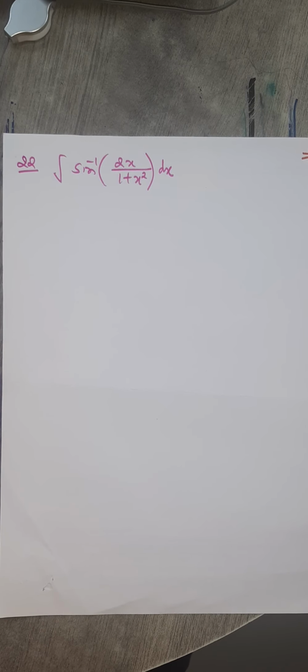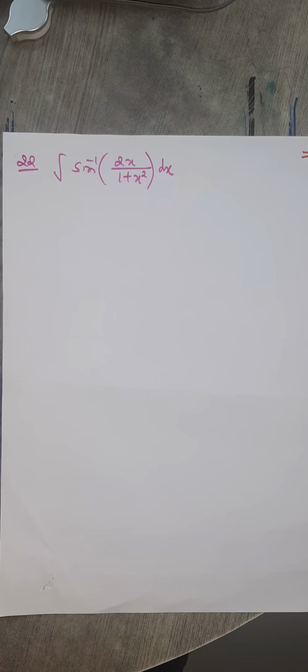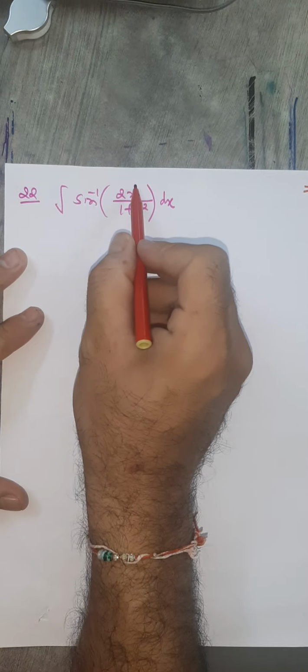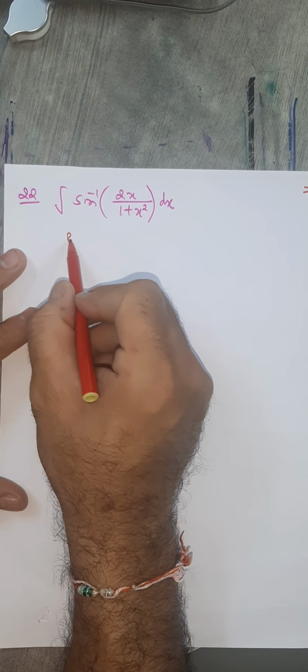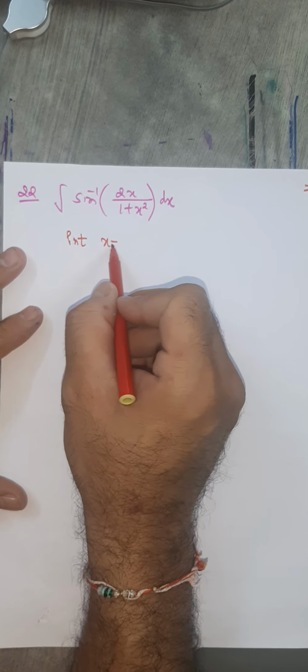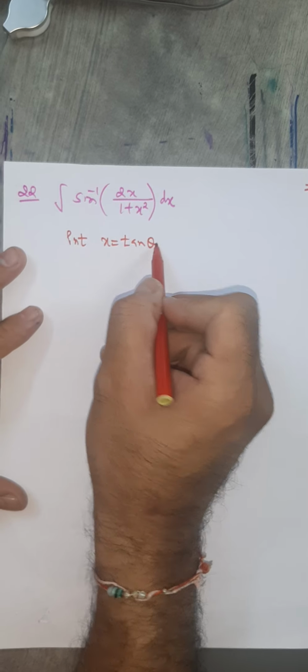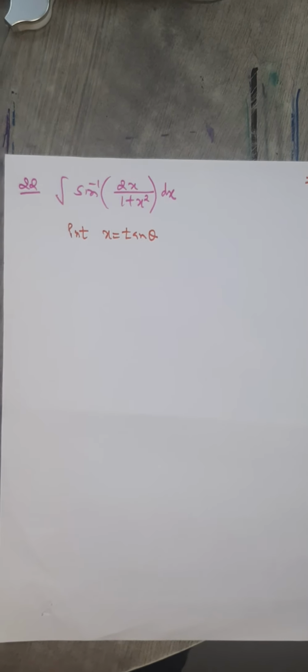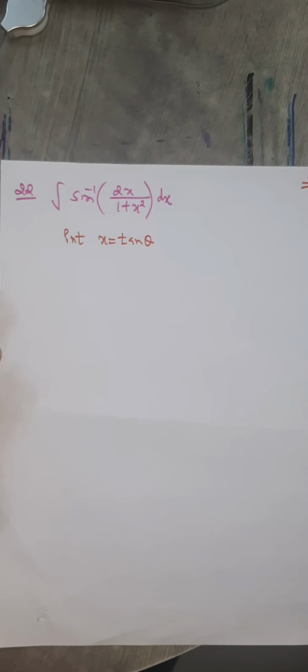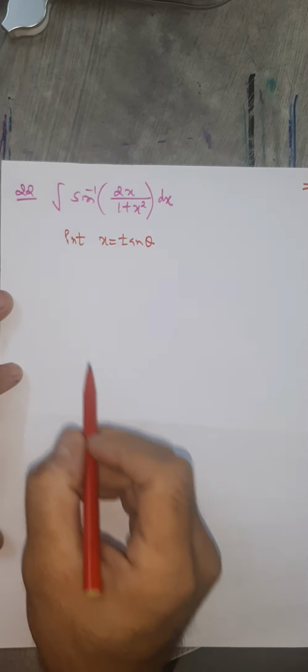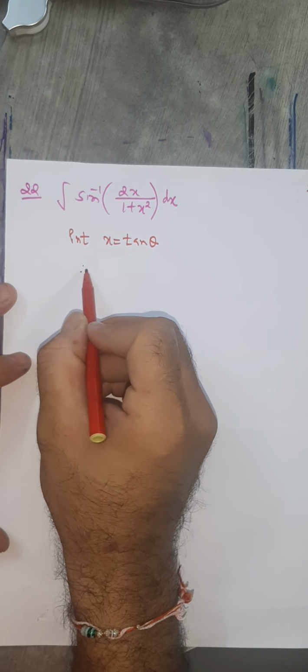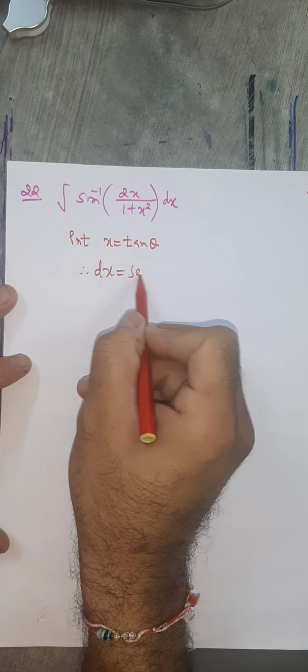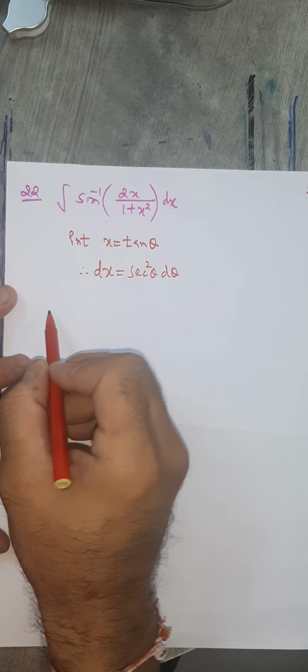Next, question number 21. That is here integral of sine inverse 2x upon 1 plus x squared. Now we already studied inverse trigo functions, so you must have noticed that this is the formula of sine 2 theta. So here obviously you need to put x equals to tan theta substitution. The substitution is what? x equals to tan theta. Okay. Now once you take the substitution, differentiation. So dx equals to sec square theta d theta.